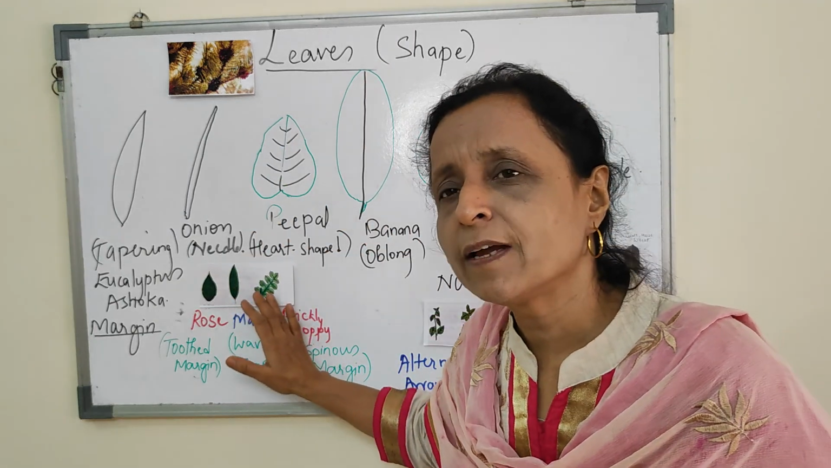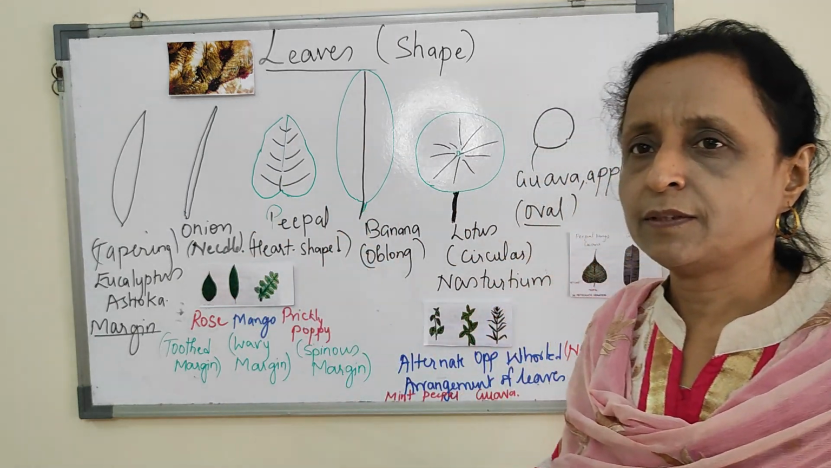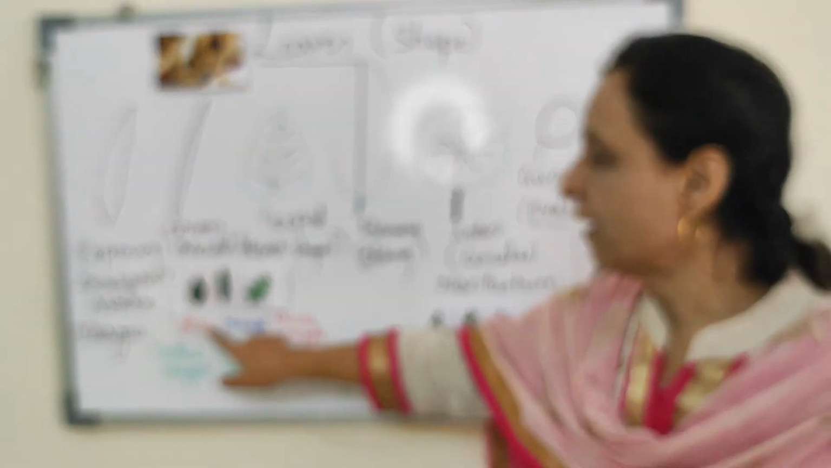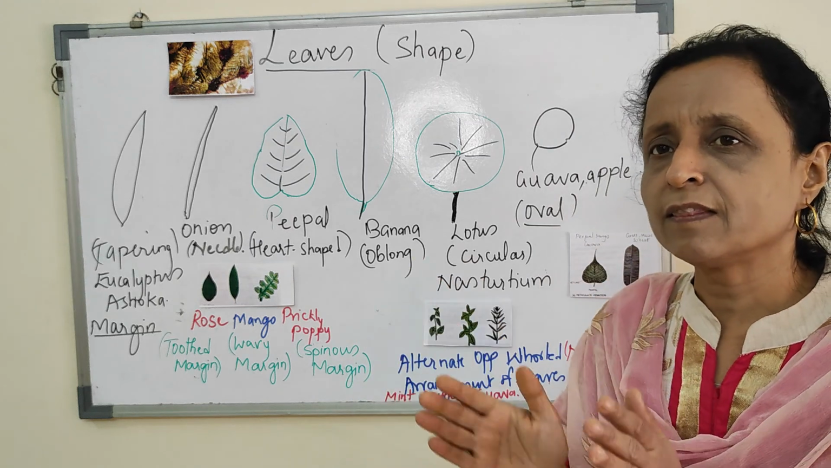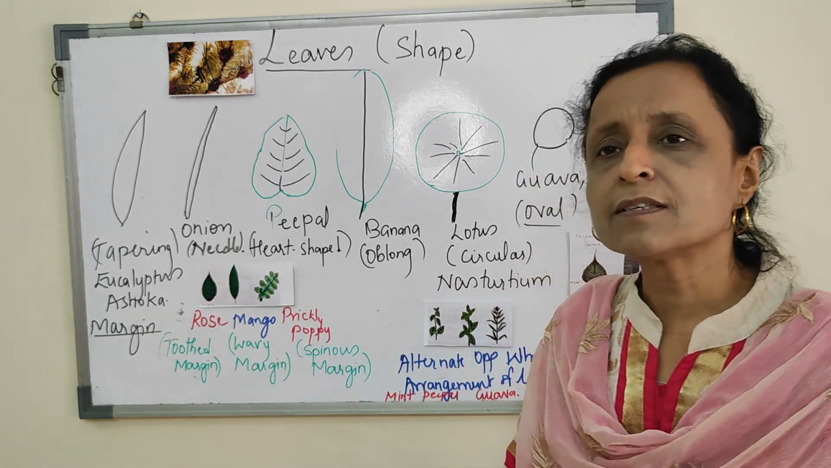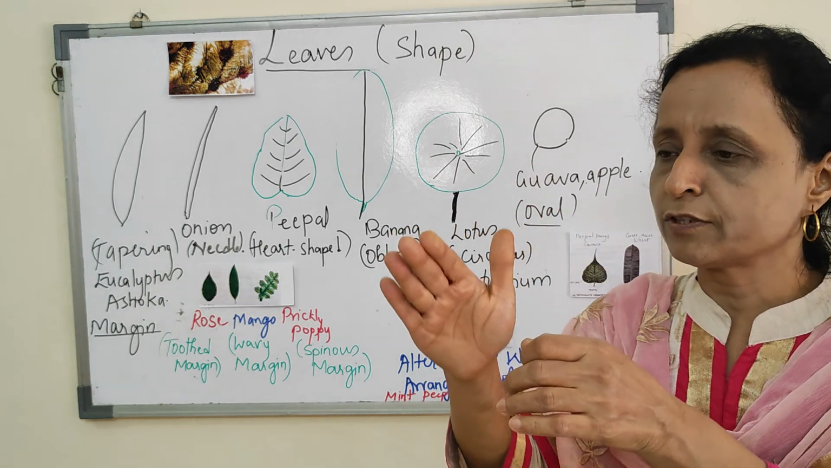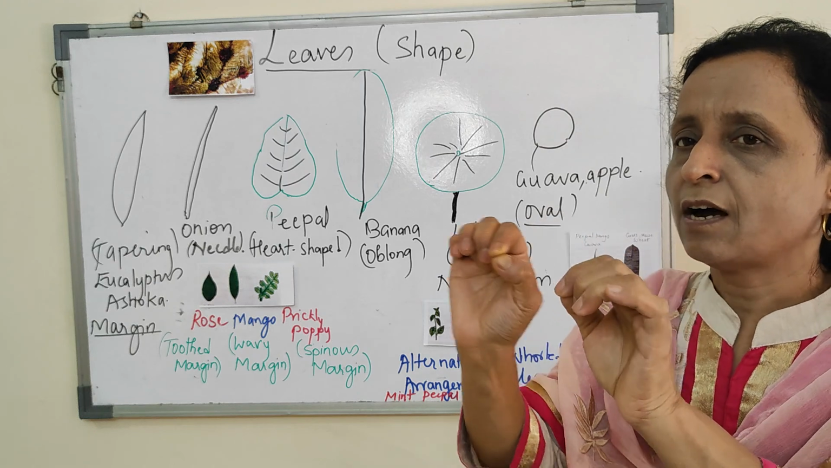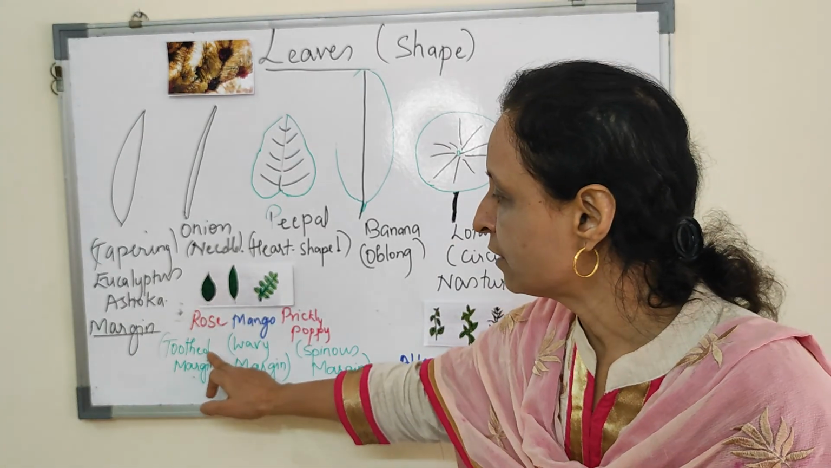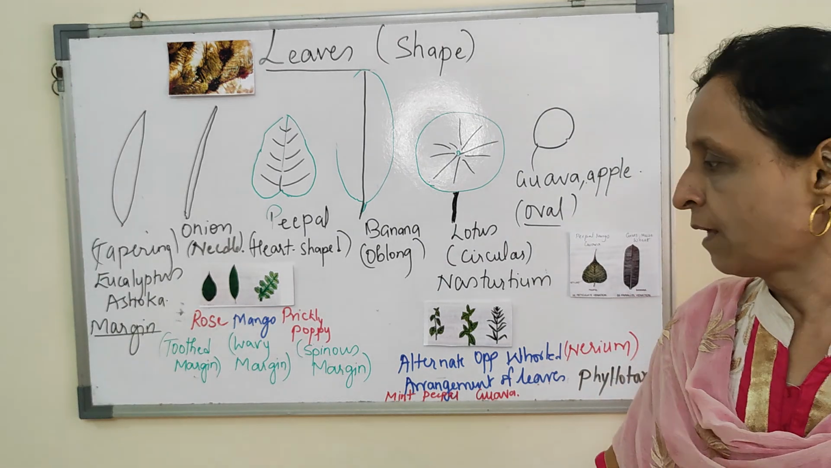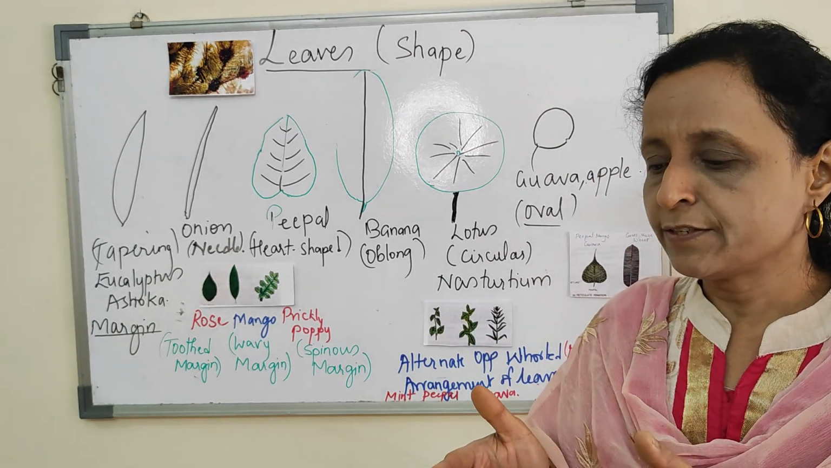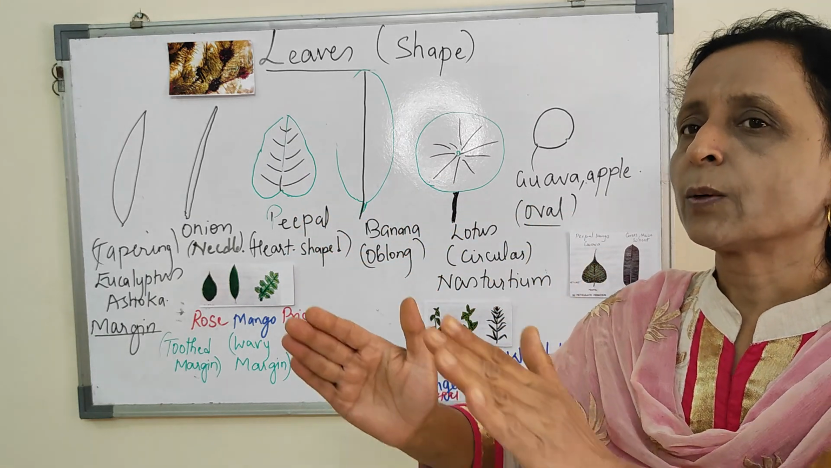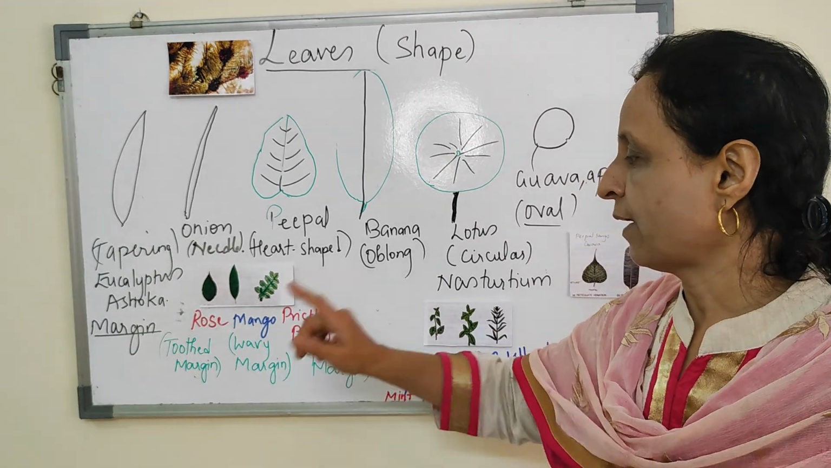Then they can also be classified according to margin. Margin is the boundary. How is the boundary? In case of rose, you must have seen the leaf of the rose. How is the margin? It is toothed. If you just move your finger, you will feel some roughness because some tooth-like structures are given out. So in rose, it is tooth margin. In mango, the margin is wavy, even though the leaf is tapering like this.